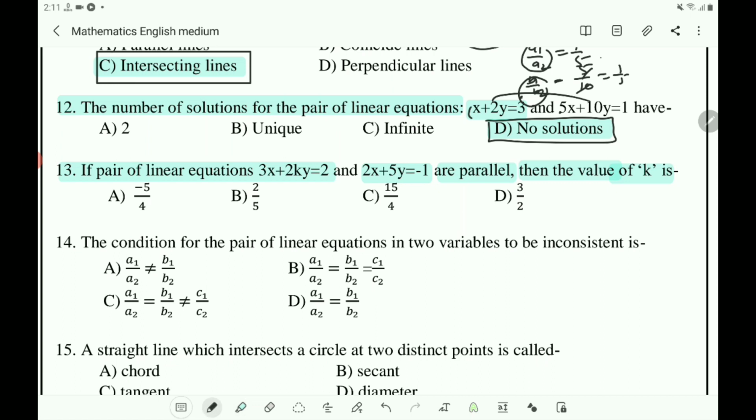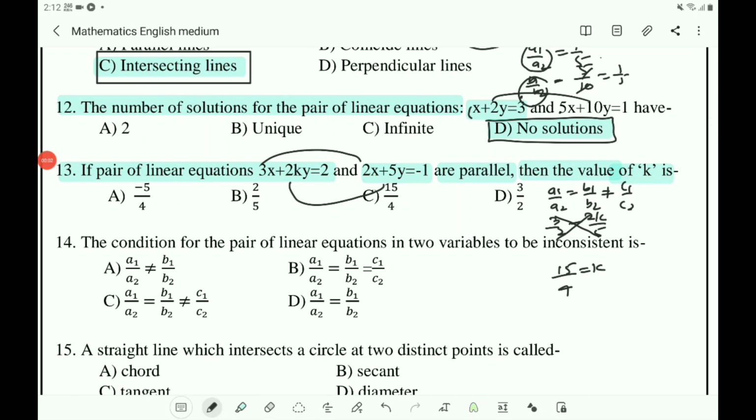If they are parallel, it means they have no solutions. Again you can have a1 by a2 equals b1 by b2, which is not equal to c1 by c2. So here, a1 by a2 is 3 by 2, equals b1 by b2, which is 2k by 5. Then you do the cross multiplication. 5 3s are 15 by 2 2s are 4, equals k.